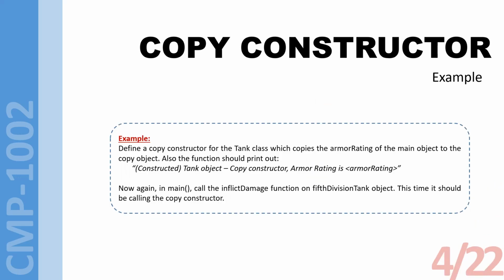Okay, let's write a copy constructor for our tank class. In our copy constructor, since there's a single local field, this armor rating, I'm just going to copy the armor rating of the main object to the copy object. Additionally, I want the function to print out constructed tank object dash copy constructor, comma, our armor rating is armor rating. And then in the main, I want to call the inflict damage function on the 5th division object. This time I'm expecting that C++ is going to be calling the copy constructor.